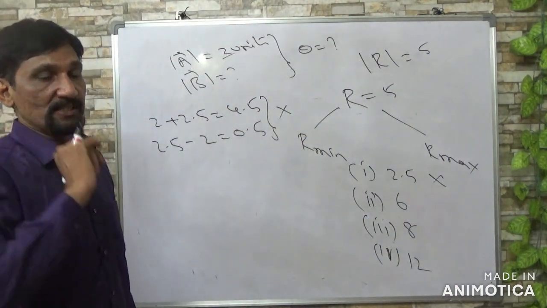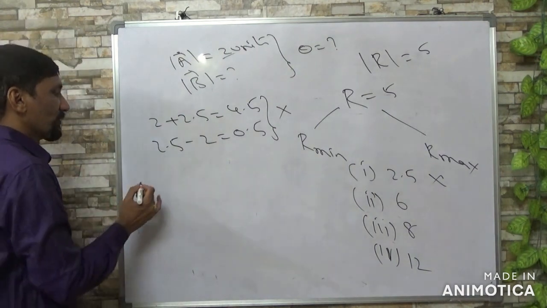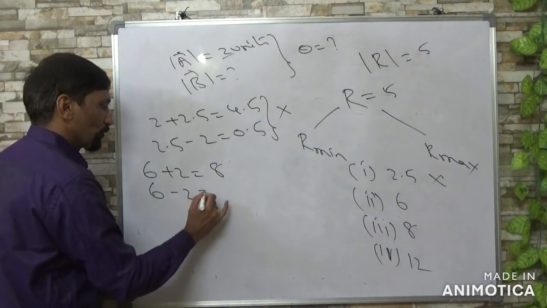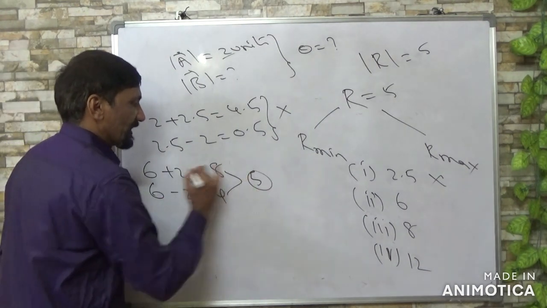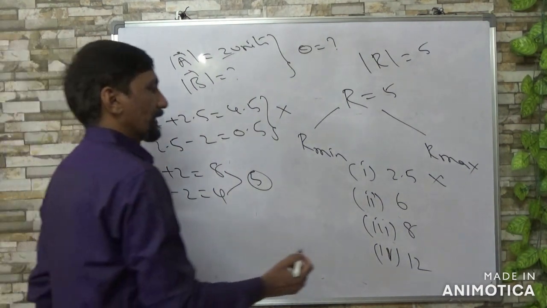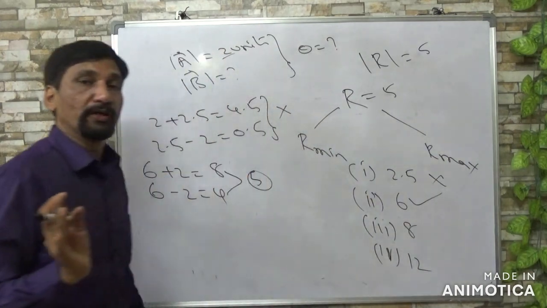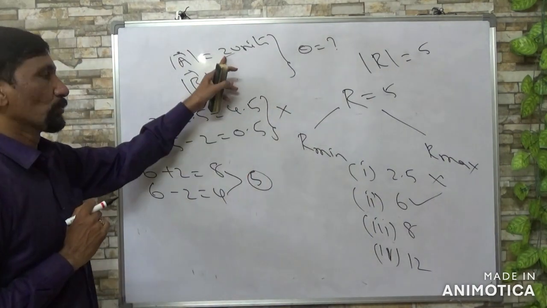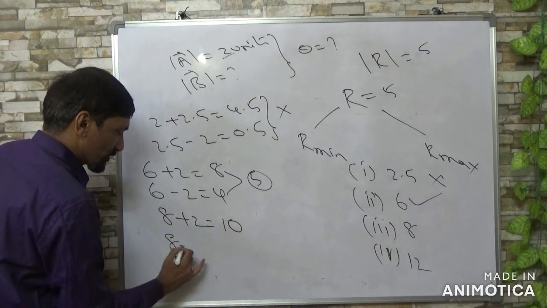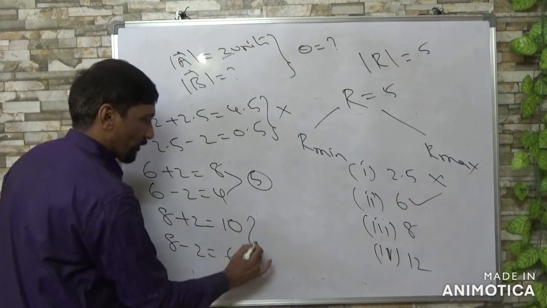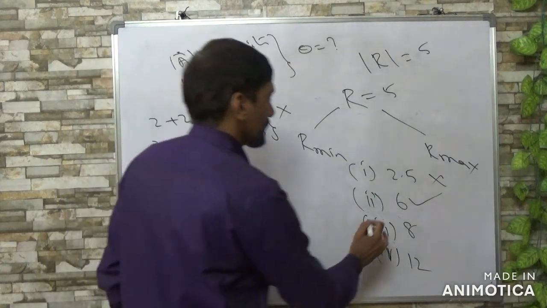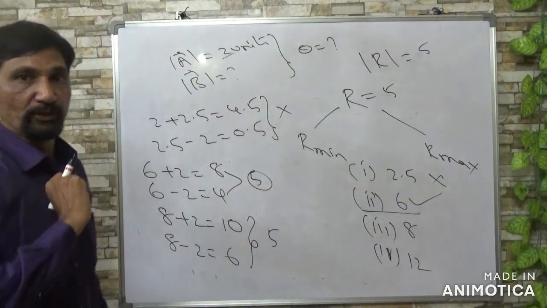Now take 6 as your answer. Then 6 plus 2 is 8, and 6 minus 2 is 4. 5 is in between 8 and 4, so the second option is right. Suppose you are taking 8. 8 plus 2 is 10, and 8 minus 2 is 6. But 5 is not in between 6 and 10. So the second option is the correct one.